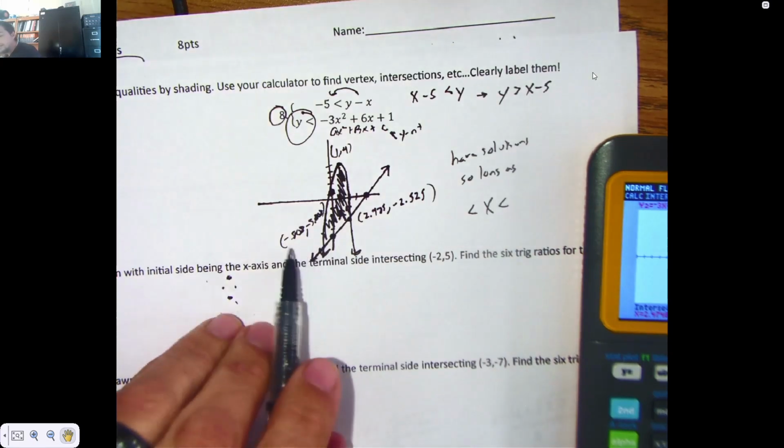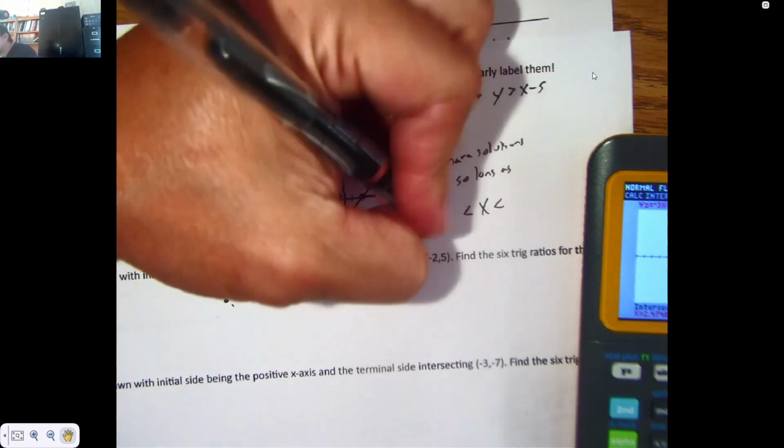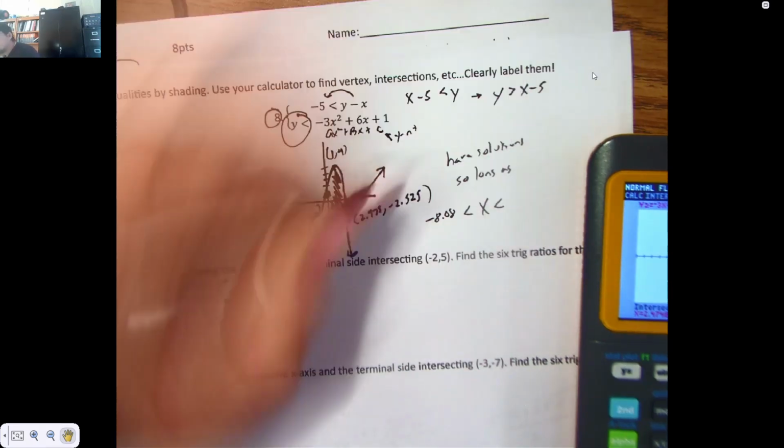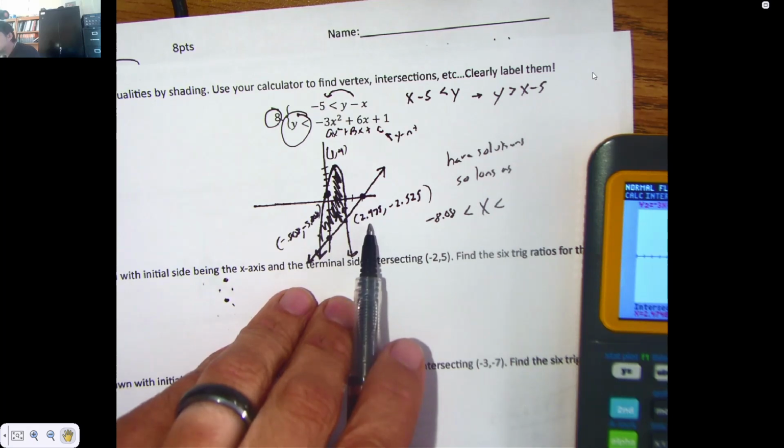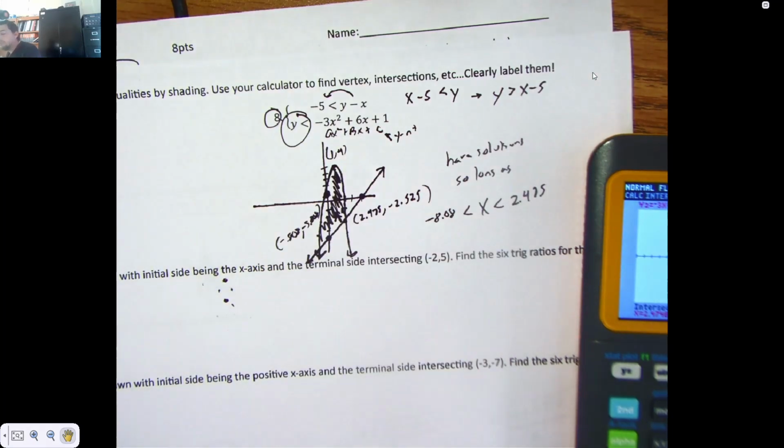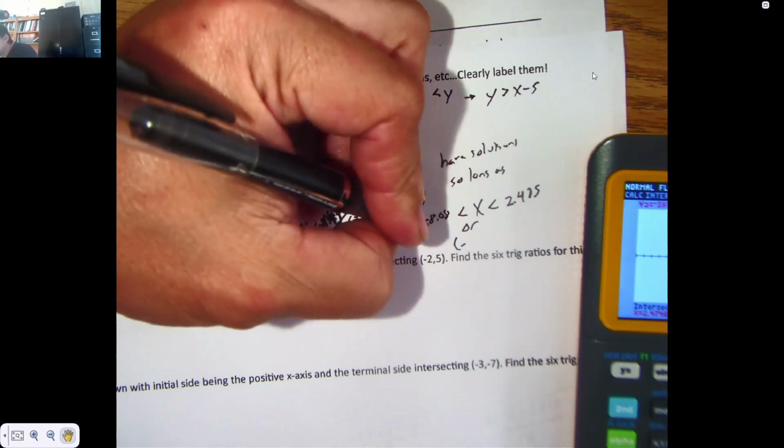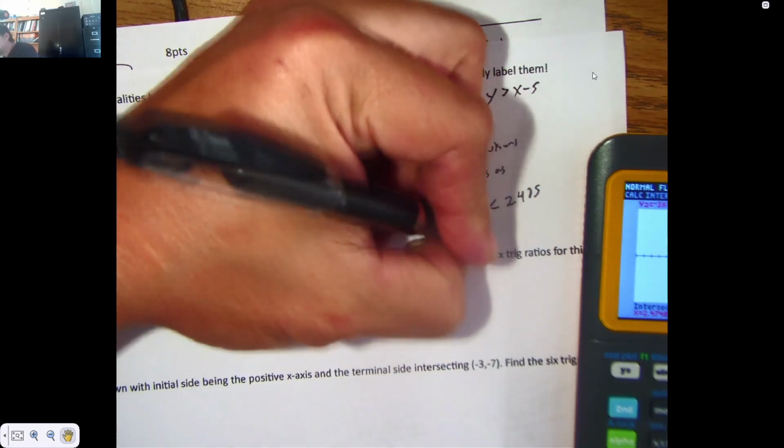You have solutions so long as x is stuck between negative 0.808 and 2.475. If you like intervals, it's negative 0.808, comma, 2.475.